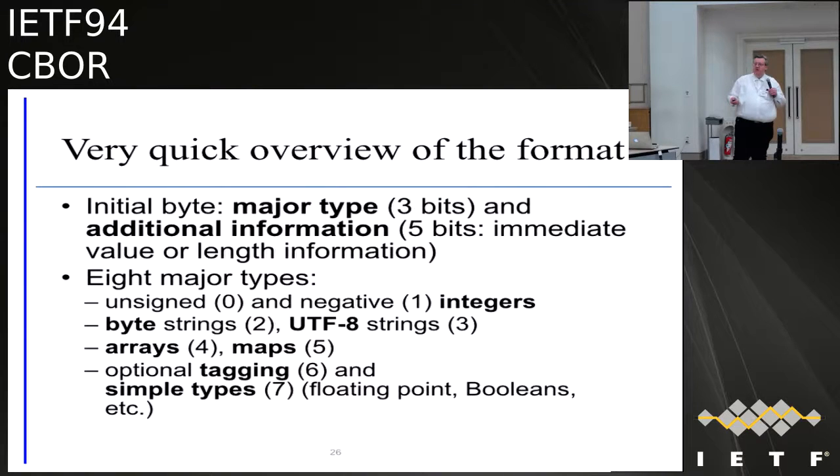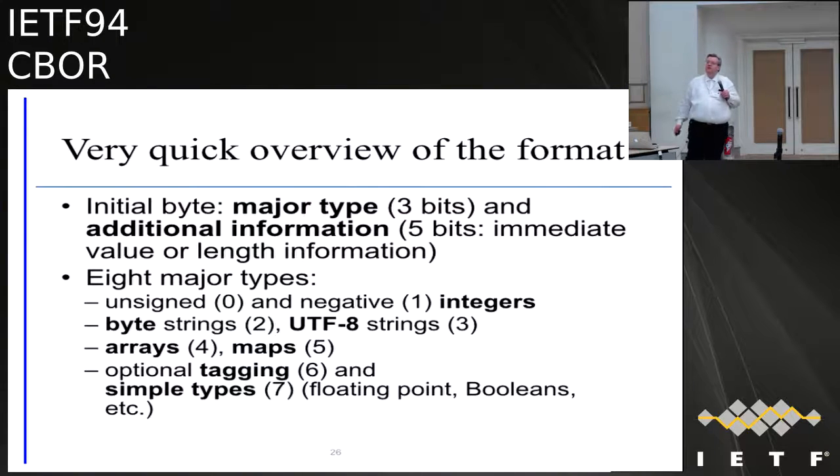So we have arrays, we have maps, we have something called tags. I'll get to this in a minute. And the simple types like Booleans, null, and also the floating point values. So this is IEEE 754 floating point values.